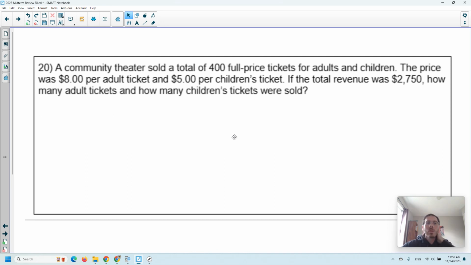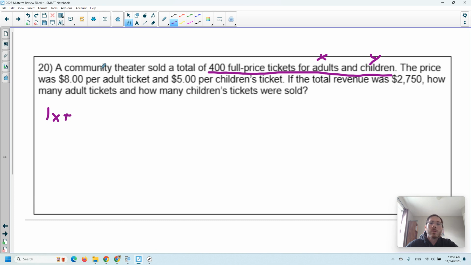We got a little word problem. So it says a community theater sold a total of 400 full price tickets for adults and children. So we've got a total. So this already looks like it's standard form, because remember, that's our total, and we got two different ideas. So I'm going to do it in standard form. I'm going to make the adults the x and the children the y. So 1x plus 1y is 400, because the number of adult tickets and the number of child tickets is 400 tickets. So this is our tickets equation.